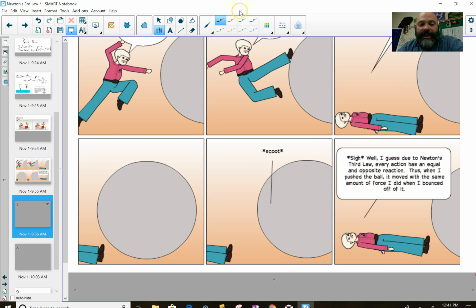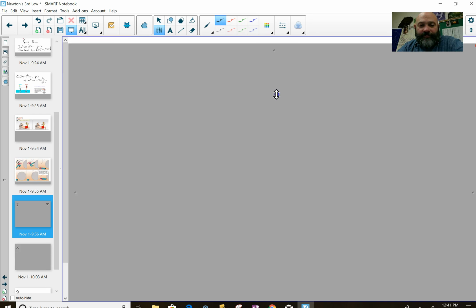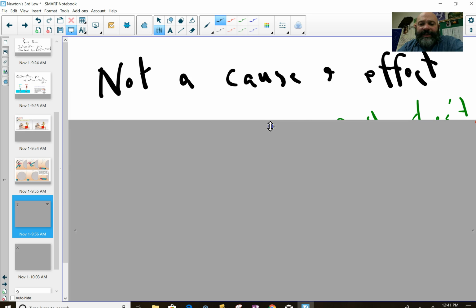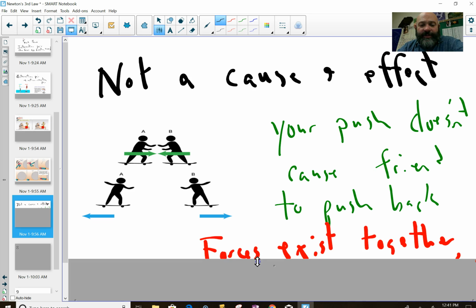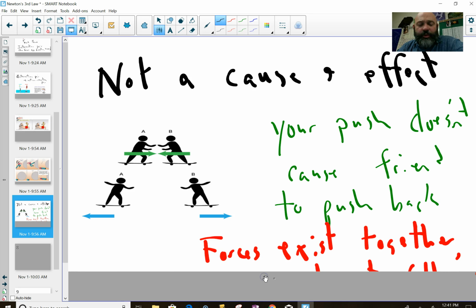Now, the one thing we have to be a little bit careful of here is that these interaction forces are not a cause and effect. The force of one isn't causing the second force. Because I hit a wall does not mean the wall is hitting me back as I did that. Or we have our example here, a couple of skateboarders pushing on each other, and as one pushes the other, they move apart. Your push doesn't cause your friend to push back.